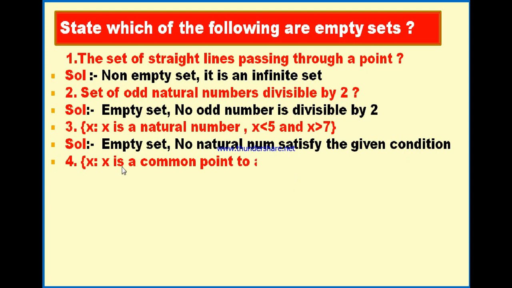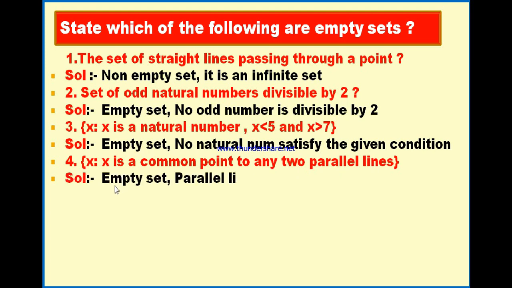Fourth question: x is such that x is a common point to any two parallel lines. If two parallel lines are there, then there is no common point. They do not intersect. The lines which are not intersecting are called parallel lines. Since the given two lines are parallel, there is no common point. Therefore, there is no element. Since there is no element, it is an empty set. Parallel lines cannot have a common point.